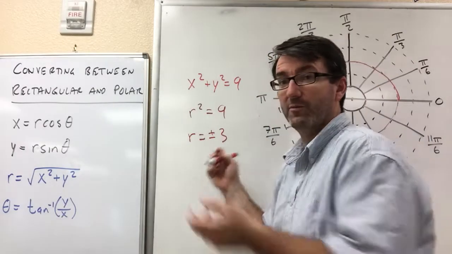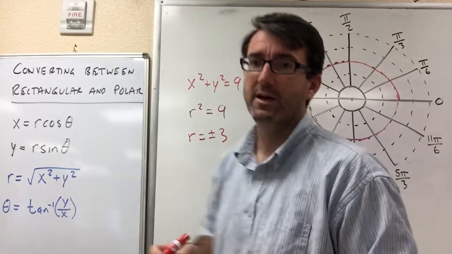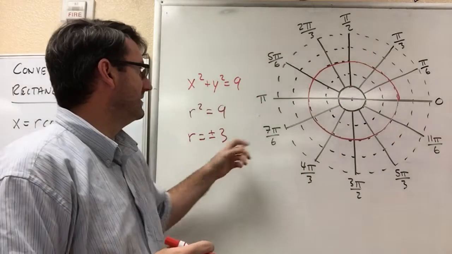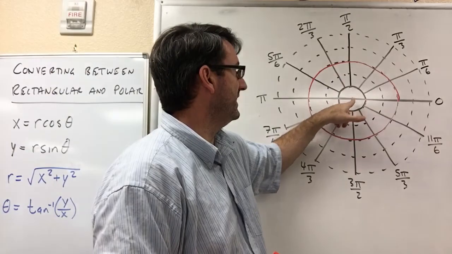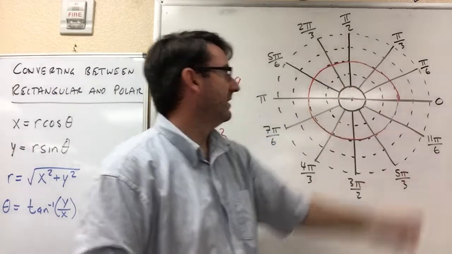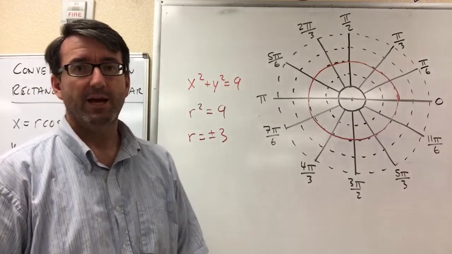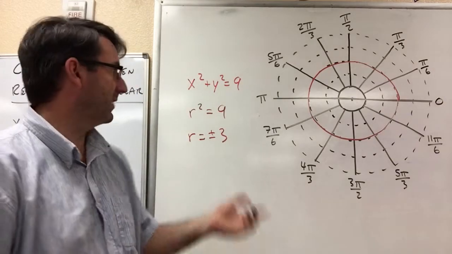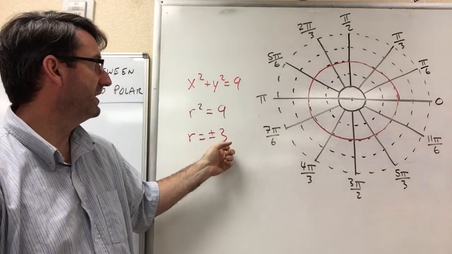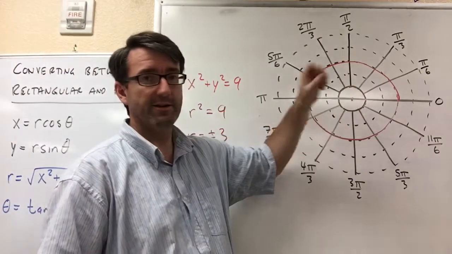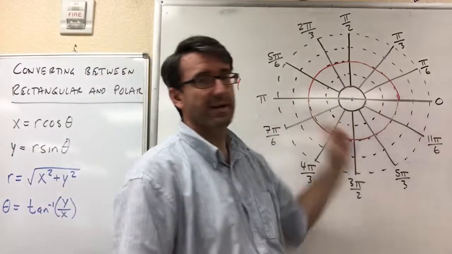And so if we graphed that equation, then it would just be all the points that are 3 away from the origin. And so the polar form of this equation is r equals plus or minus 3. It's a circle centered at the origin, and it has a radius of 3.